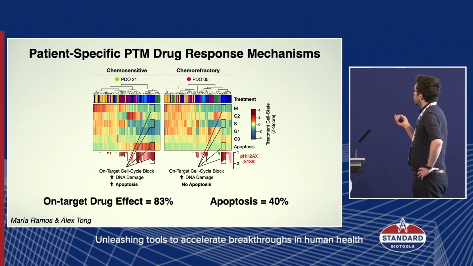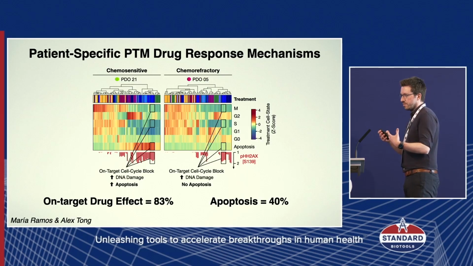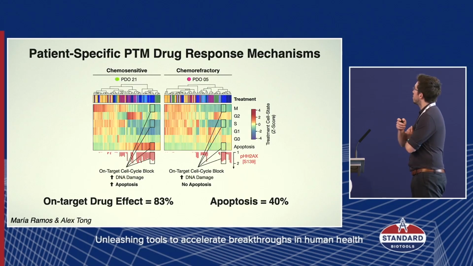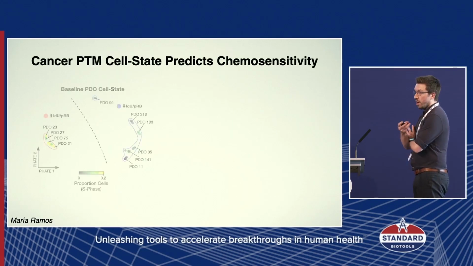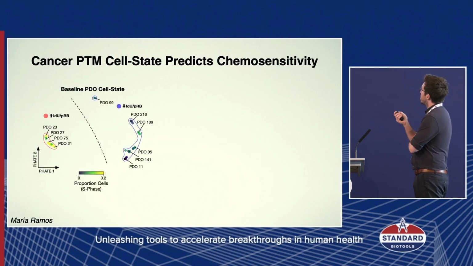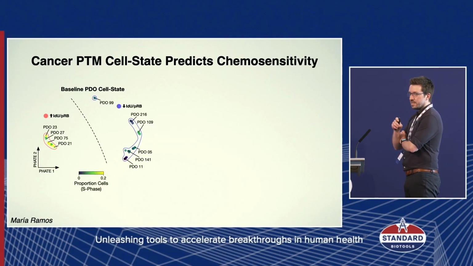So we see on-target drug effects in most cases, but we only see apoptosis in a few. So the apoptosis from drug responses is clearly very patient-specific. So we wanted to try and understand a bit about why it was so patient-specific. So we went and looked at the organoid signaling states.